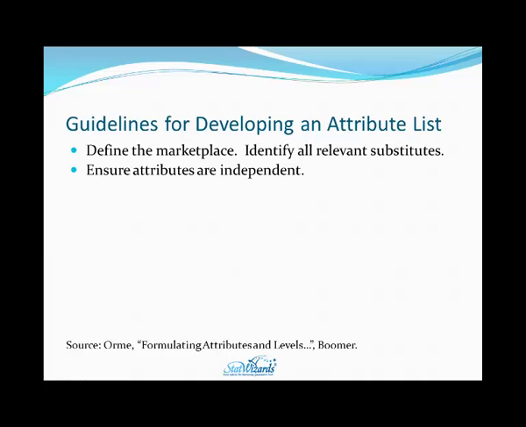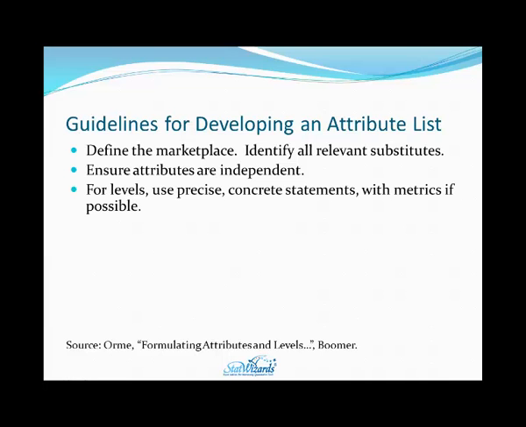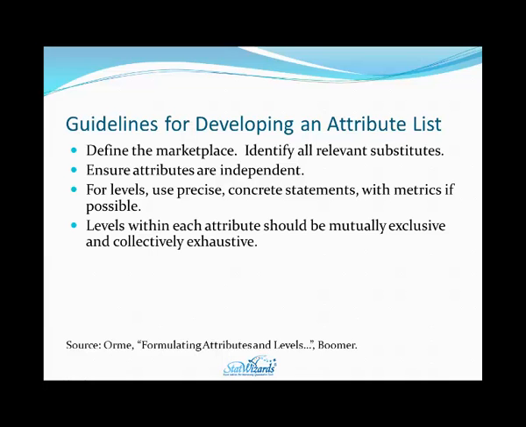Ensure attributes are independent. Design methodology strives to eliminate correlations among attributes and levels. You can help by excluding correlated attributes from the very beginning. For levels, use precise, concrete statements with metrics if possible. Avoid ambiguous terms or those that can be easily misinterpreted. This is good advice for questionnaires in general, but it's particularly true here. Levels within each attribute should be mutually exclusive and collectively exhaustive, sometimes abbreviated as MECE. We want all elements of our design to be as uncorrelated as possible.